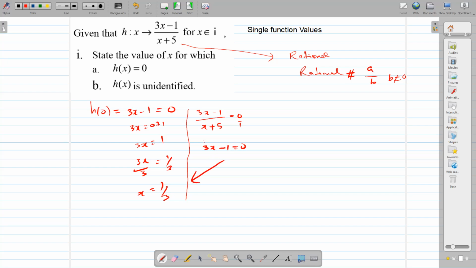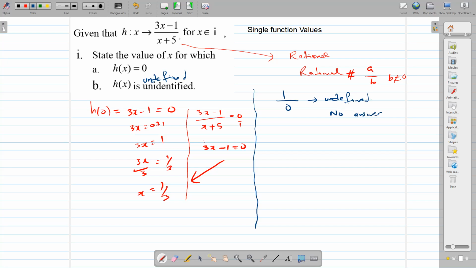But for the second part of the question, it says what value of h of x is undefined, meaning what number should you put in there, and if you put that number in there, you cannot get a value. So undefined. Right here it says unidentified. It should be undefined. If you want this thing to be undefined, then recall that for something to be undefined means that you have to be dividing by 0. This is what it means to be undefined. Undefined because when you divide by 0, you cannot get an answer. There's no meaning for it. There's no answer for it, hence undefined.